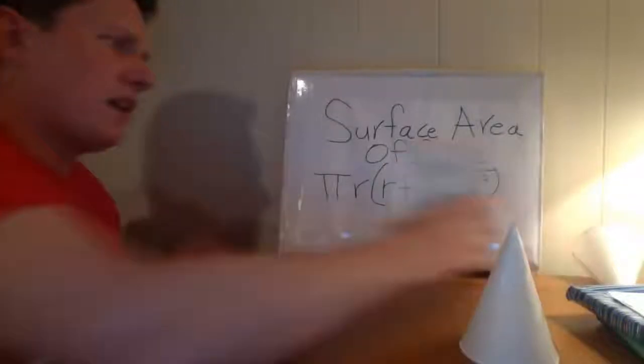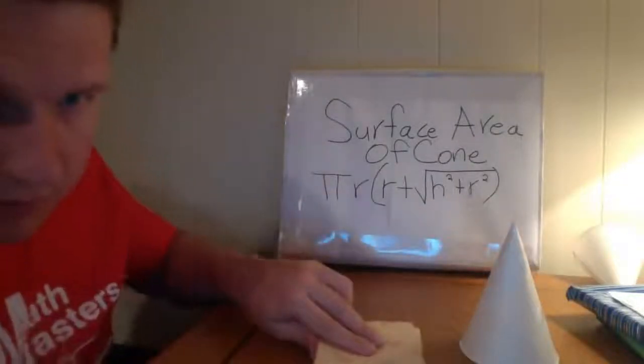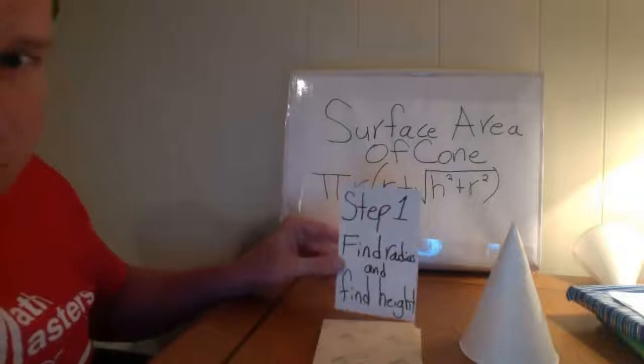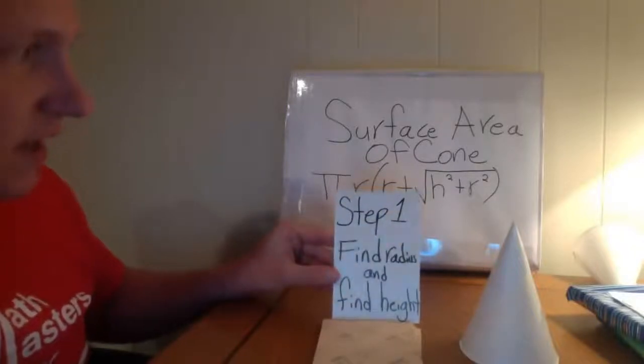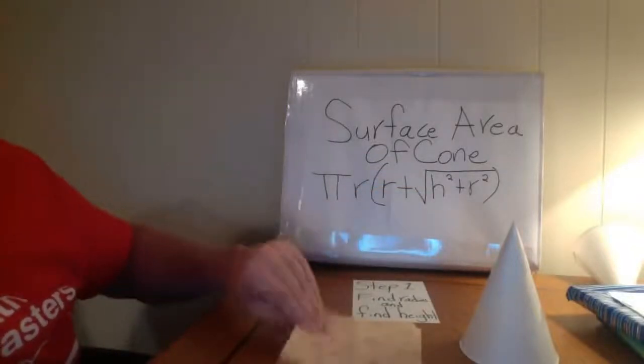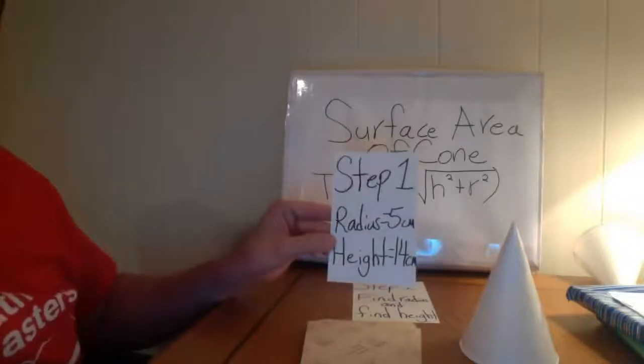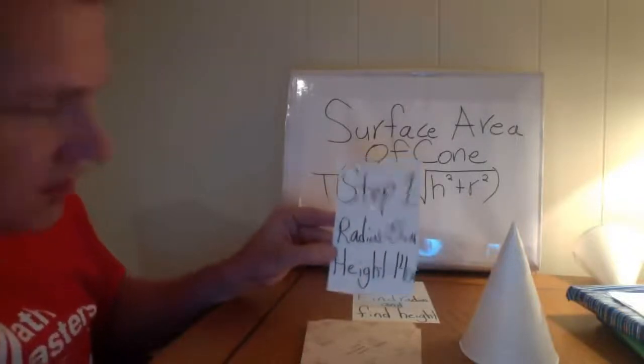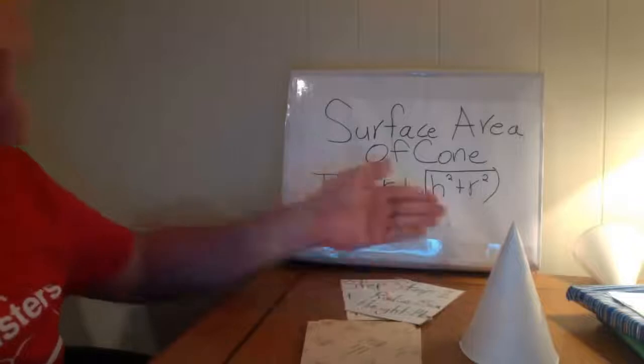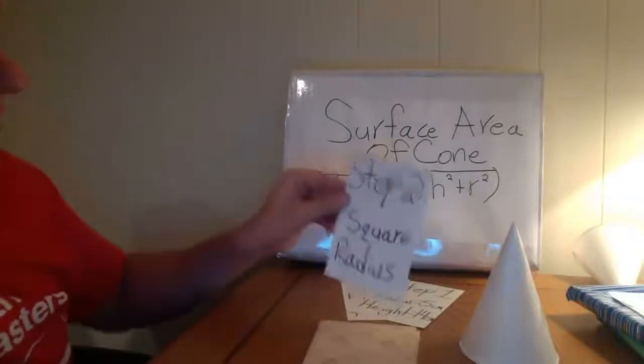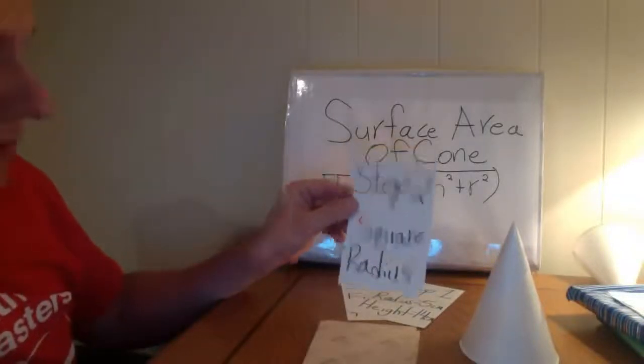So if you don't mind, I'd like to go through this one more time for you. Step 1, find radius and find the height. We did that, we measured. We got a radius of 5 centimeters and a height of 14 centimeters. If you want to plug in, you plug in at that point. Square the radius. 5 times 5 was 25.